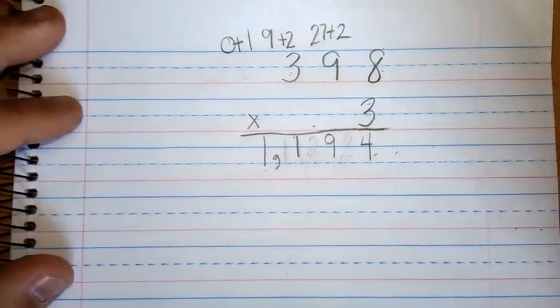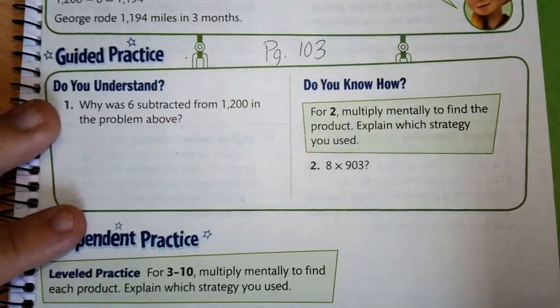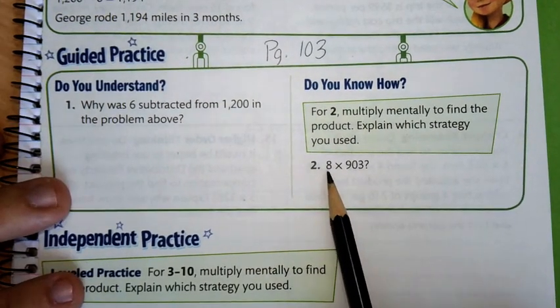Now, if you're sitting there and going, you know what, Mr. Campbell, I really liked the area model, or I really liked partial products when we were working on those the last few days, that's okay. But what's really important is to make sure that we just keep on practicing these different ways, all right? So we're going to go ahead and take a look at page 103.